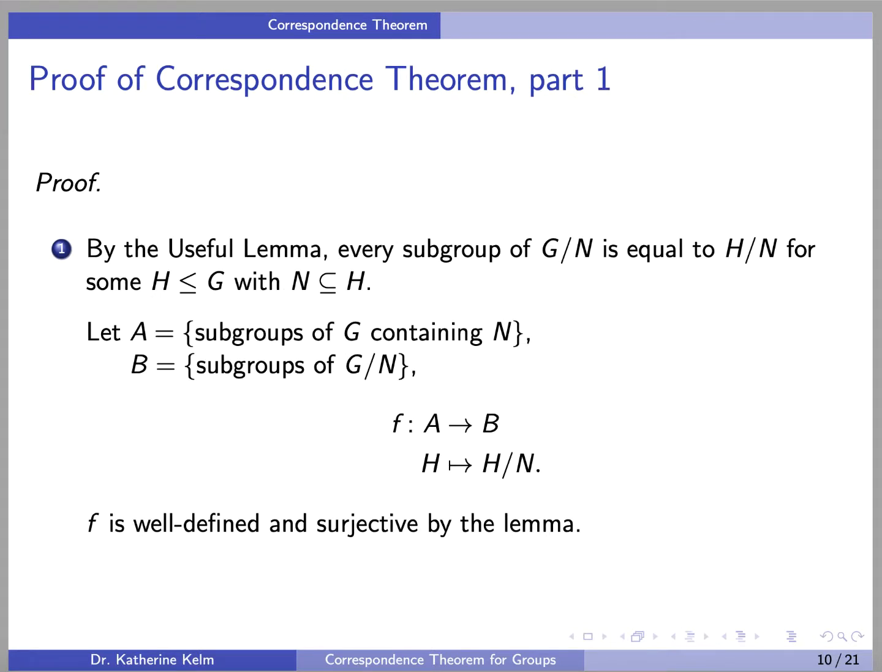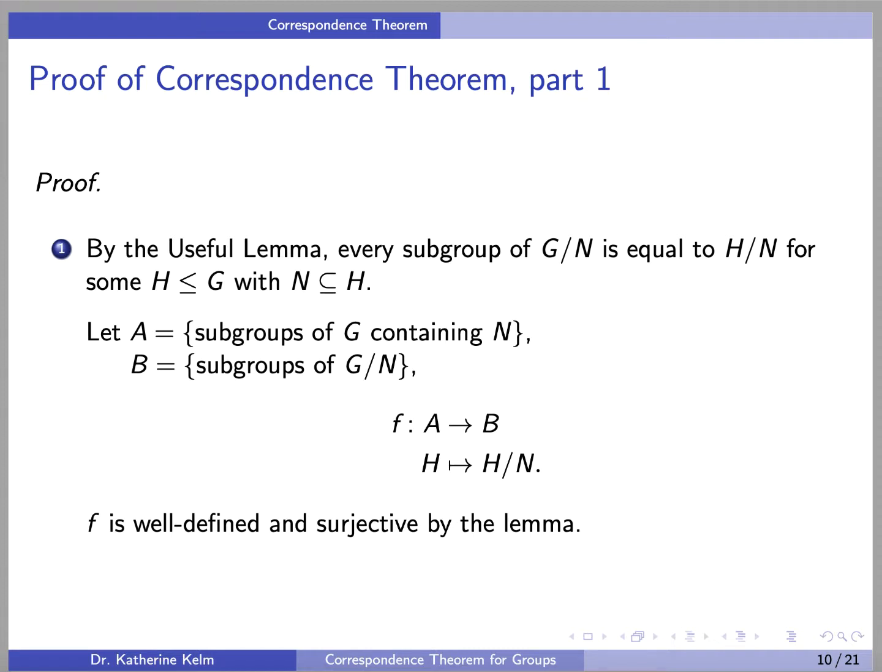So let's start the proof. By our useful lemma, every subgroup of G mod N is equal to H mod N for some subgroup H of G with N contained in H. So let A be the set of all subgroups of G containing N, and let B be the set of all subgroups of G mod N, and consider the function f from A to B, taking each H in A to H mod N in B.